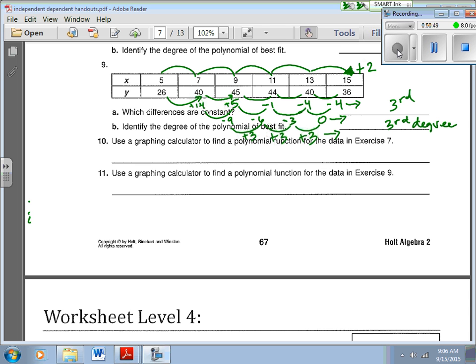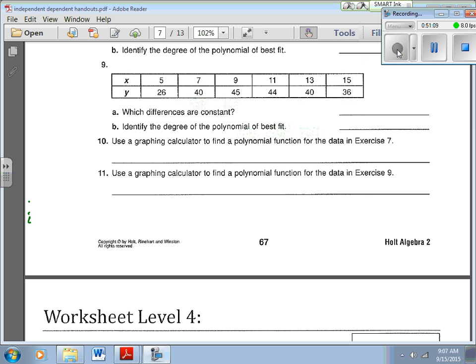All right. Use a graphing calculator to find a polynomial function for the data in exercise 7. Use a graphing calculator to find a polynomial function for the data in exercise 9. Let's skip those for right now because I want to go to the next part. Okay. We use the graphing calculator.